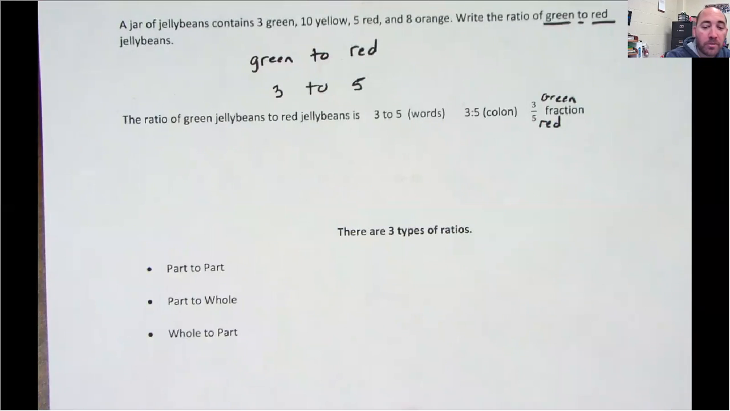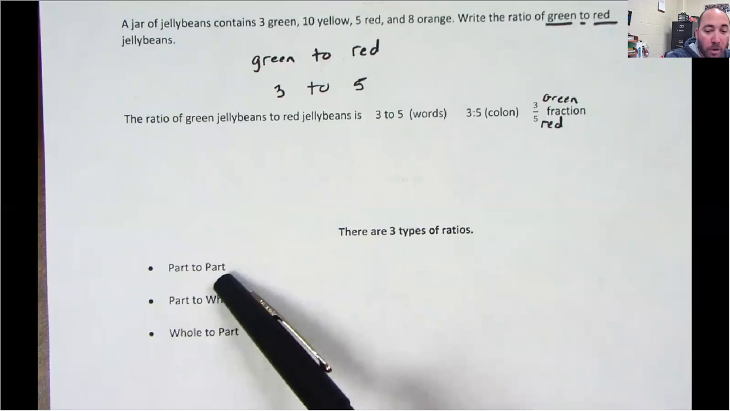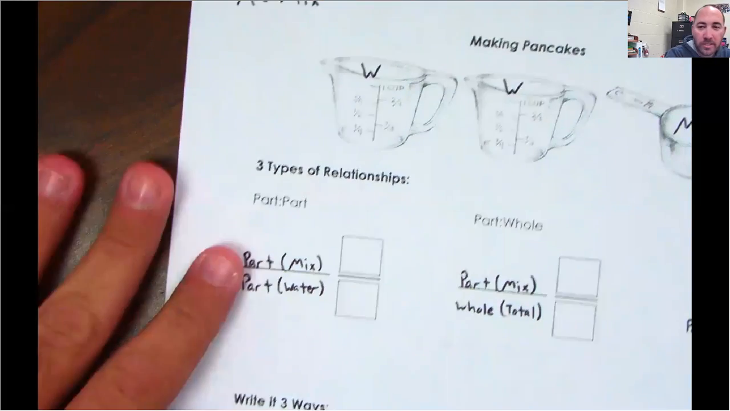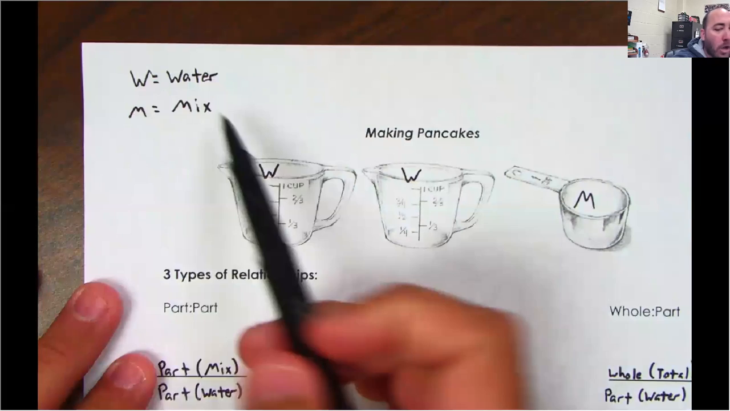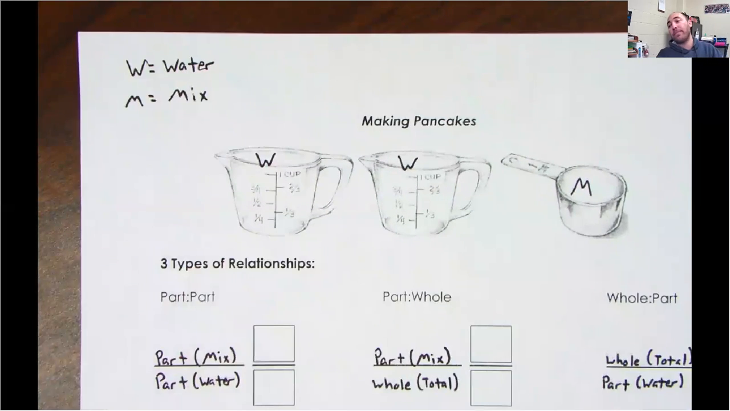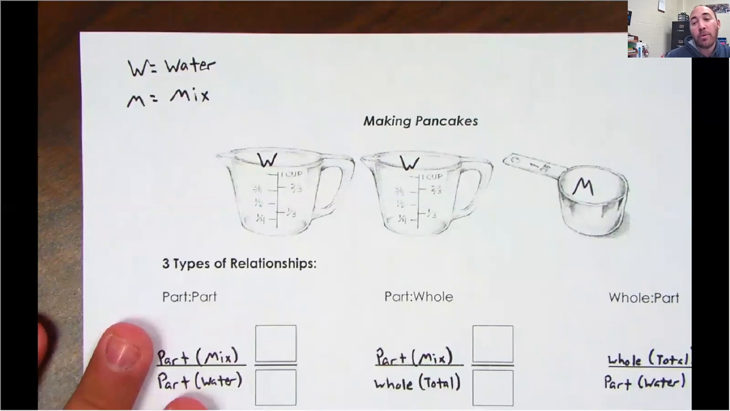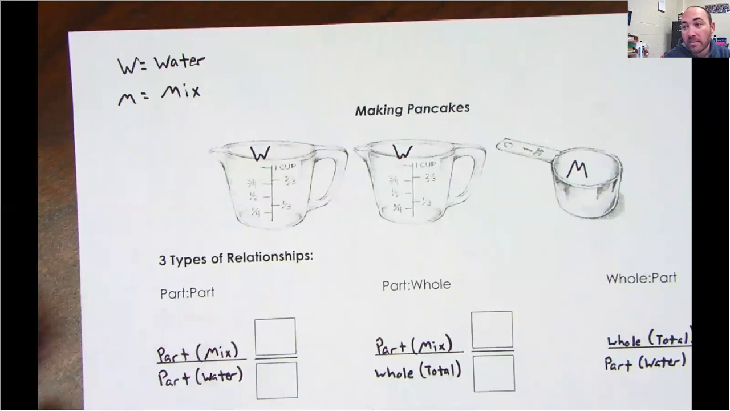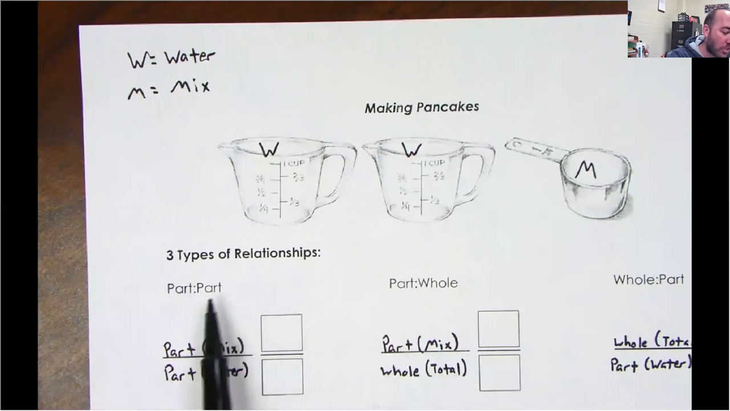Okay, now it says there are 3 types of ratios: part to part, part to whole, whole to part. So let's do an example. I'm going to use W is for water, M is for mix. We're making some pancakes, people. They're going to be watered down pancakes, so I'm sorry, we're using water instead of milk, so they're going to be kind of gross. But oh well. All right, so 3 types of relationships.